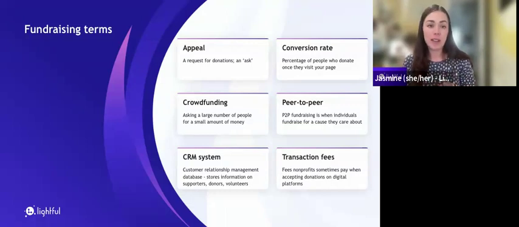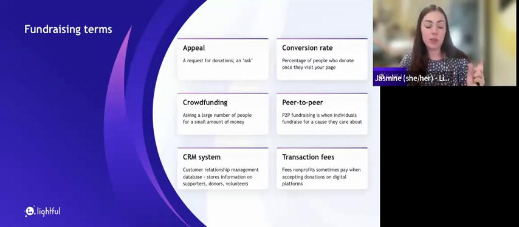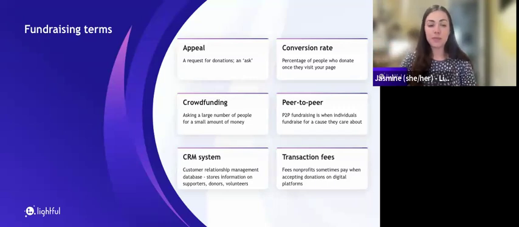Firstly, we have a fundraising appeal or fundraising campaign, and that essentially is an ask or a request for donations. Some organisations will refer to campaigns as appeals when they're campaigns specifically aimed at raising funds. Conversion rate is a really important term, and it's also a really key metric to track to help you measure the success of your online giving. This is the percentage of individuals who donate once they visit your website or online giving platform. So that's how many individuals you've converted into donors.